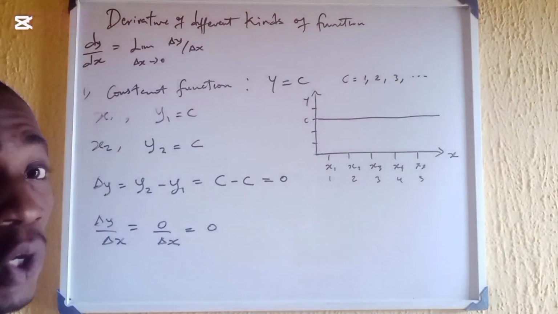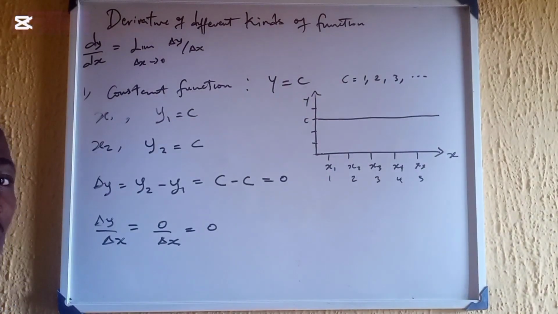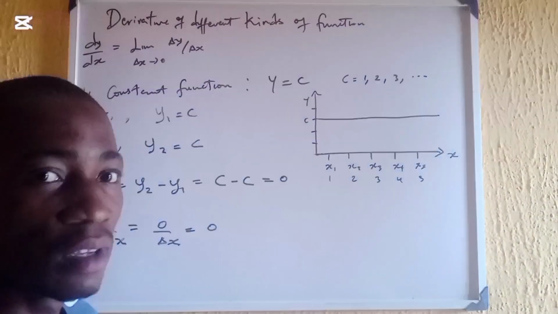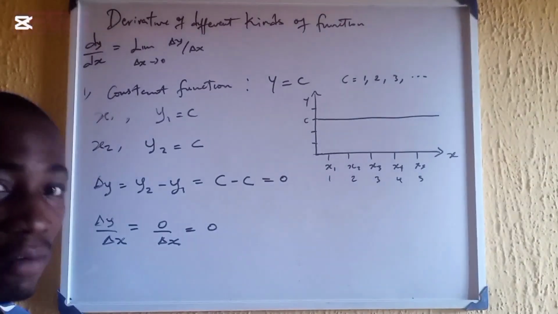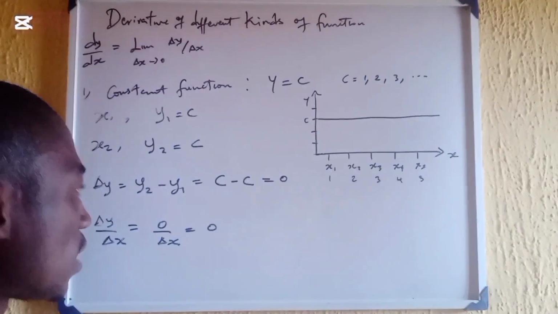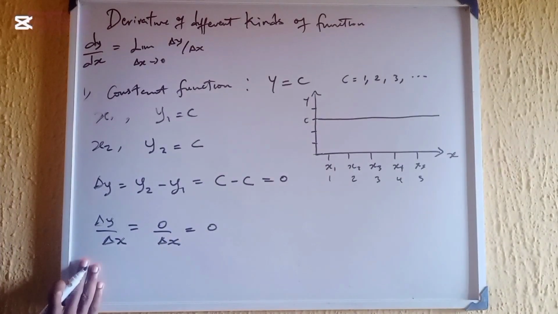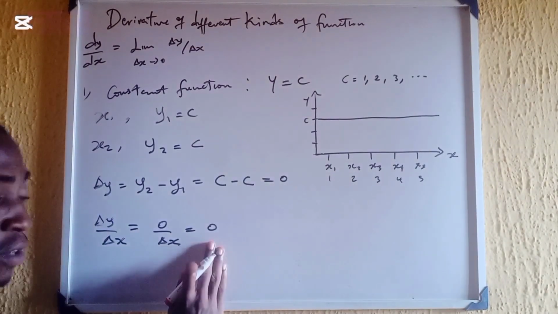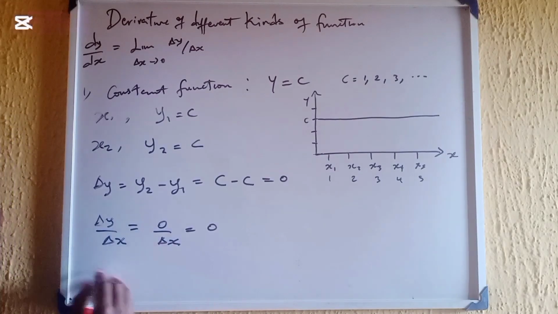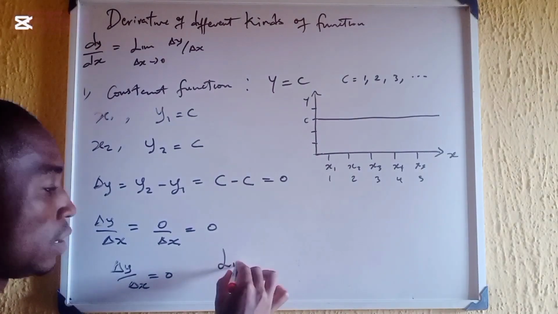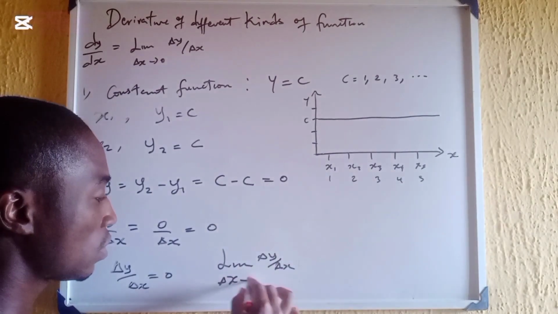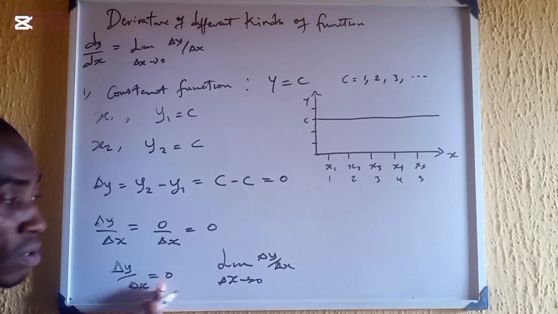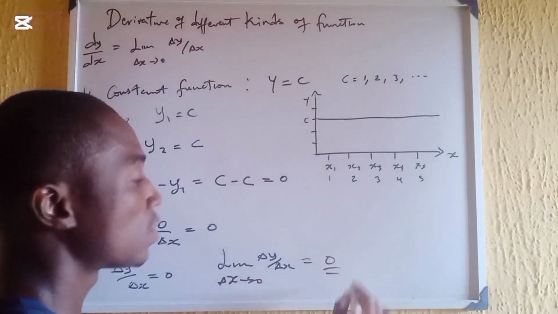If you check my video on the limit of a function, you will notice that I said that the limit of a constant function as x tends to a particular value is still that constant. So in this case, our constant is 0, because change in y over change in x gave us 0, which is also a constant function. By the time we take the limit of change in y over change in x as change in x tends to 0, there's no change in x here. This is a constant function. In that case, our answer is still 0.